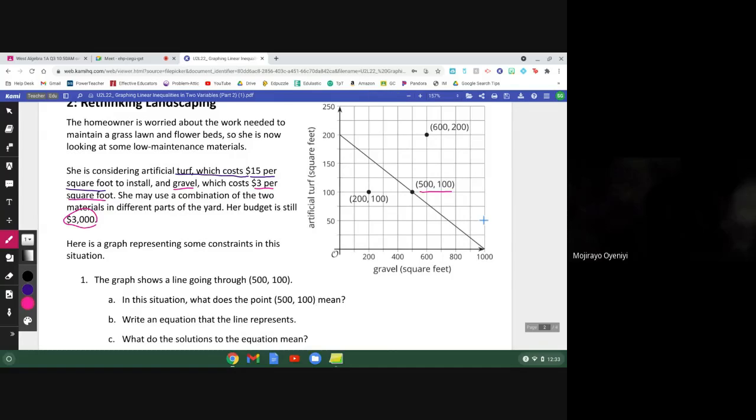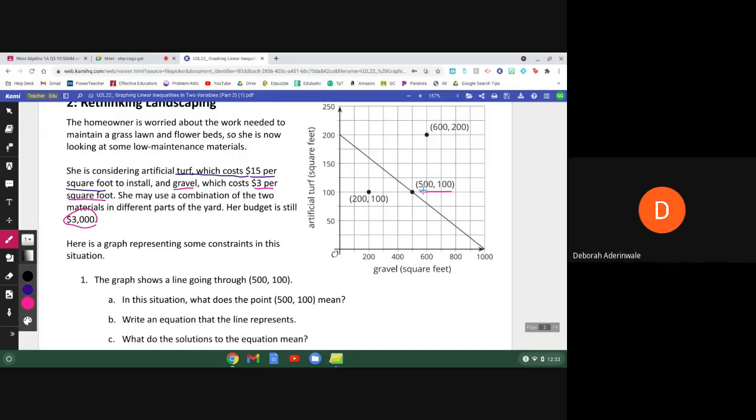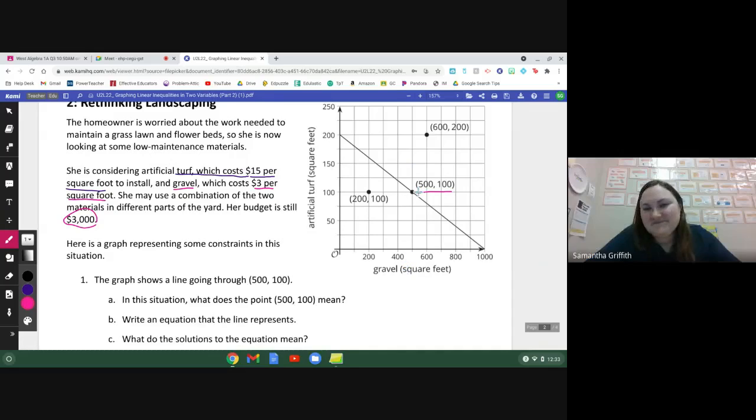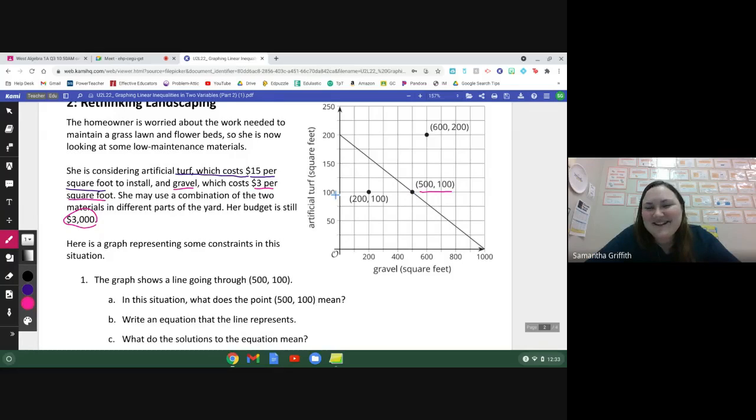500 gravel. Go ahead. No, go ahead. 500 square feet of gravel, and then 100 square feet of artificial turf. Yeah, perfect. I like it.